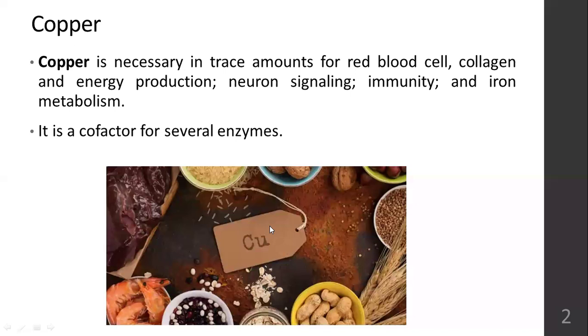So first micromineral is copper. We'll discuss copper. Copper is necessary in trace amounts for the formation of red blood cells, collagen, energy production, for your neuron signals to pass through, for your immunity, and even for iron metabolism. Copper as a micromineral is important. And if you lack copper, that could lead to anemia, neuromotor deficiencies, and issues in immunity.